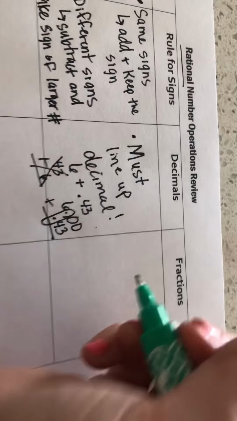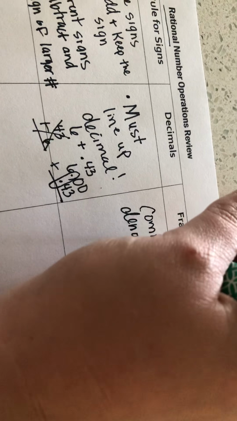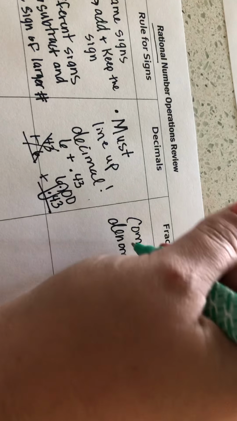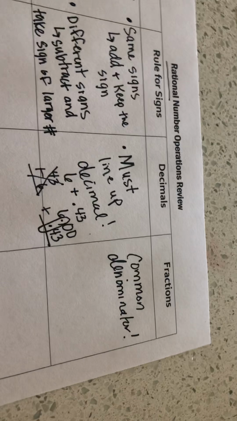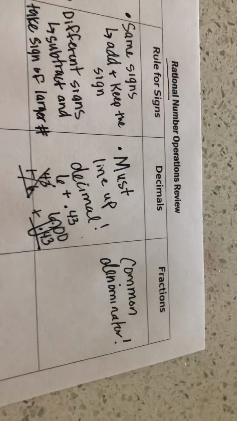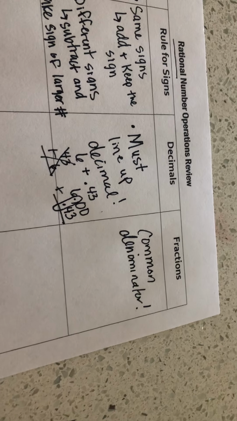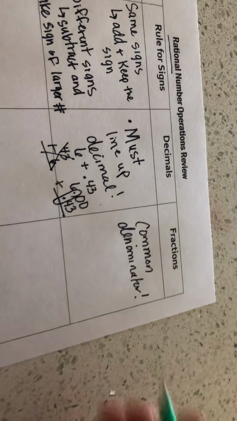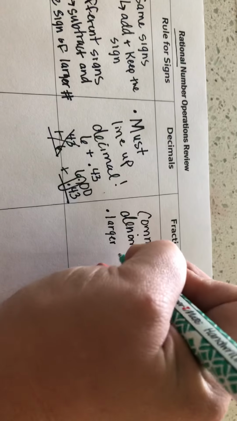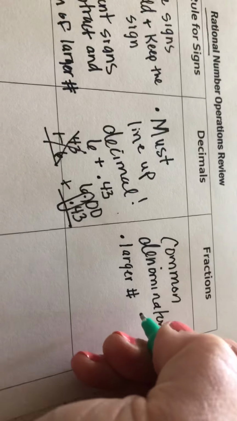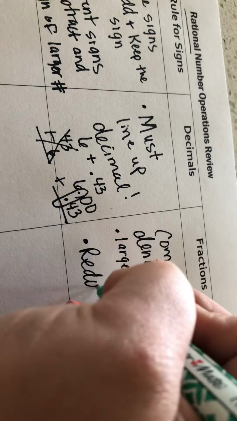Okay, and then for fractions we have to get a common denominator. We have no way around that. When we're adding fractions, we need a common denominator. I'll explain how you find a common denominator in a video later on, but for now, we just need to know that we need one. Whenever we add fractions, we want the larger number at the top, and we need to be aware that we may have to reduce.